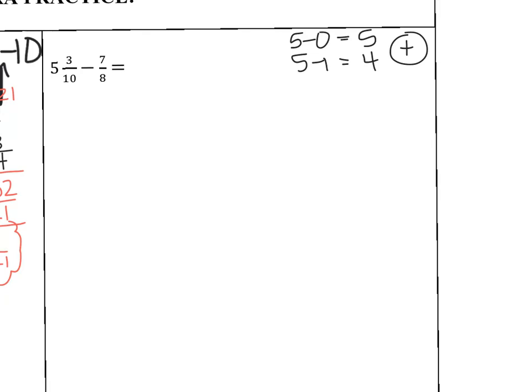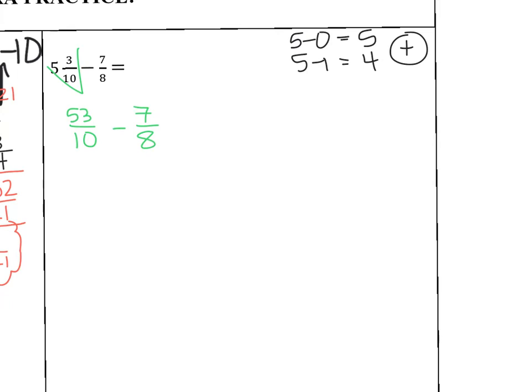and start our improper fractions. This would give us 5 times 10 is 50 plus 3, so 53/10 minus 7/8. That's not a mixed number, so I don't need to change it.